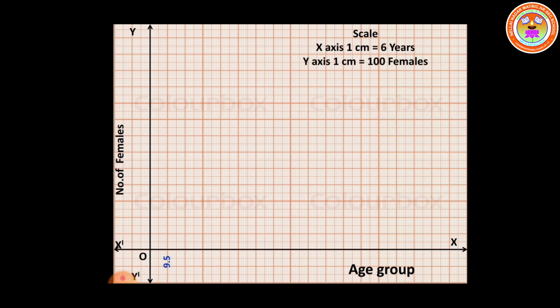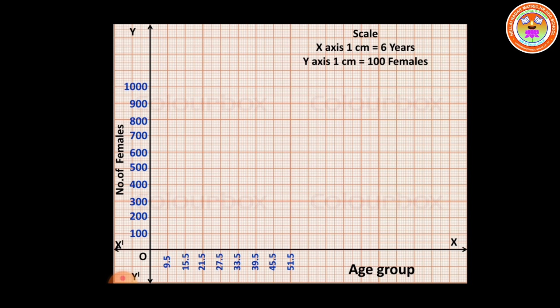First one we will take from 9.5. So the lower class interval starts at 9.5. Next one, each one carries 6 years. So 15.5, 21.5, 27.5, 33.5, 39.5, 45.5, 51.5. On the y-axis each one takes 100 females. So 100, 200, 300, 400, 500, 600, 700, 800, 900, 1000.